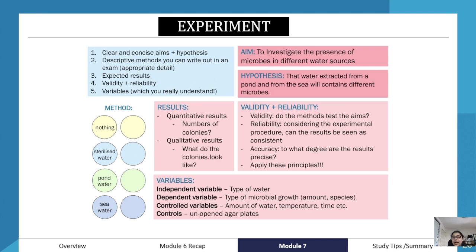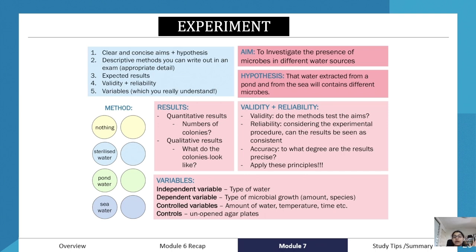With appropriate detail, they can ask you to write out an experiment in the exam. I'm pretty sure they did that in 2021, if I'm not wrong. So something very similar to this. You then want to look at what your expected results are. Obviously, after you've done your experiment, you would know what your results are and you want to remember them. You also want to talk about validity and reliability. Validity is whether the experiment is testing the aim, and reliability is whether the results can be seen as consistent. Accuracy is to what degree the results are precise, and you need to be able to apply these principles to the experiment.